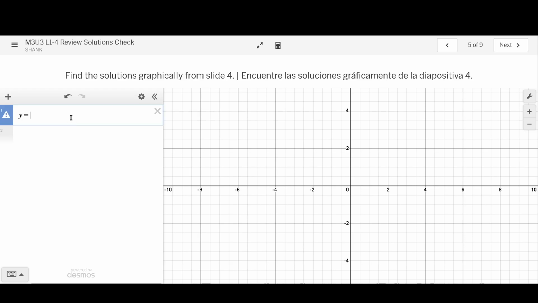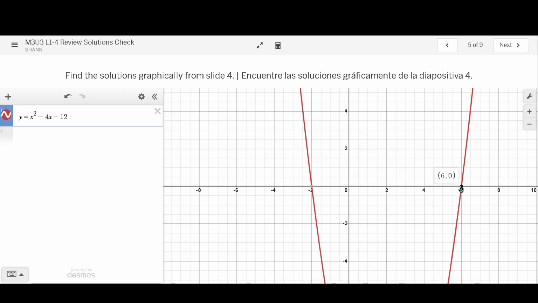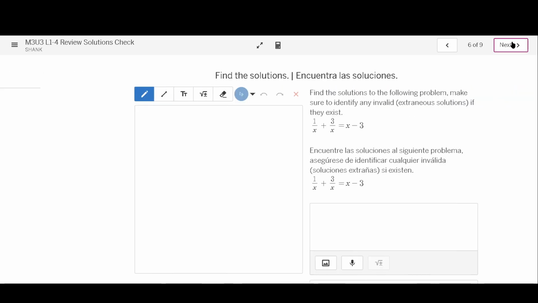So we said y equals x squared minus 4x minus 12. Look at our 2 x-intercepts. Again, those are our 2 solutions. So let's say we have -2, 0, and 6, 0. We can label those as our solution points or our x-intercepts. Just make sure you're graphing them out and labeling it. All right, moving on to the next part.